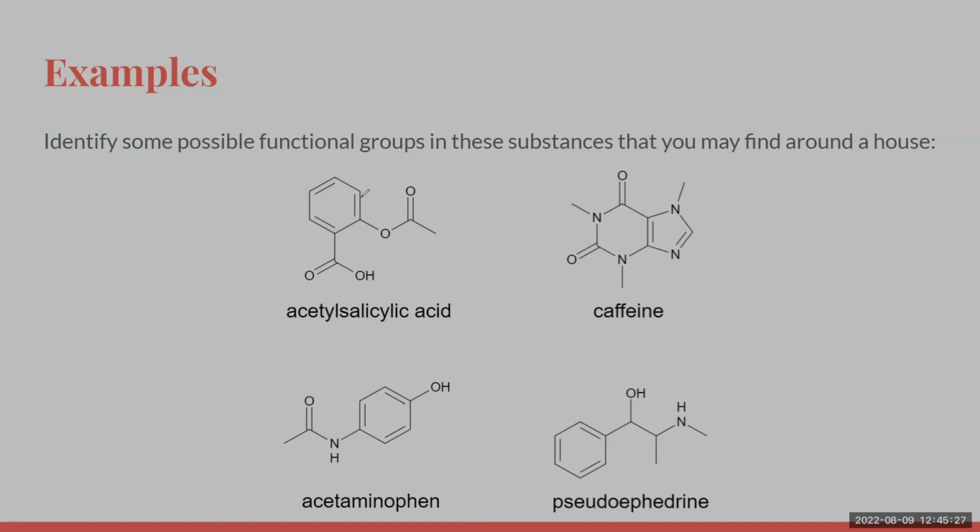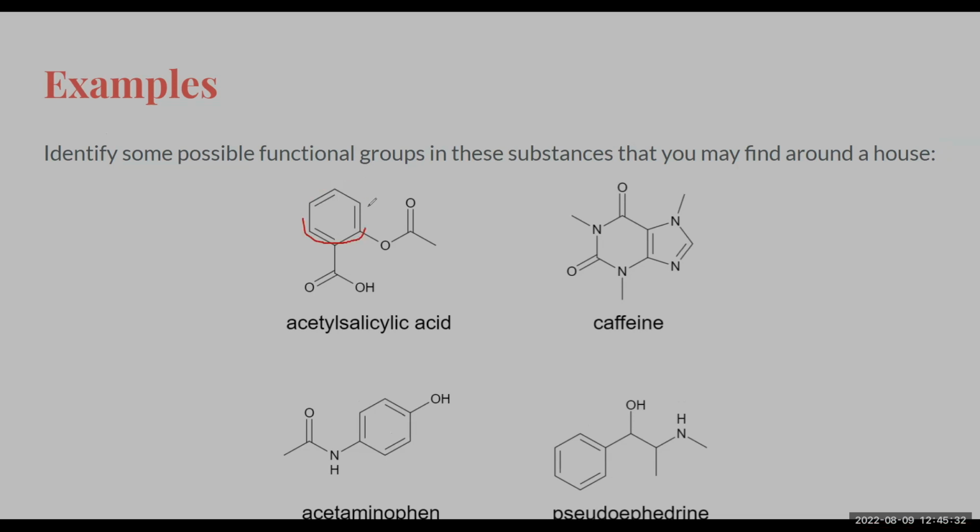If you were to identify some of the possible functional groups, we could say that right here we have an arene. You could say that this is a ketone, but that would not be completely accurate. More specifically, you could say that this entire group right here is an ester. And then there's also one more group down here. This is a carboxylic acid.